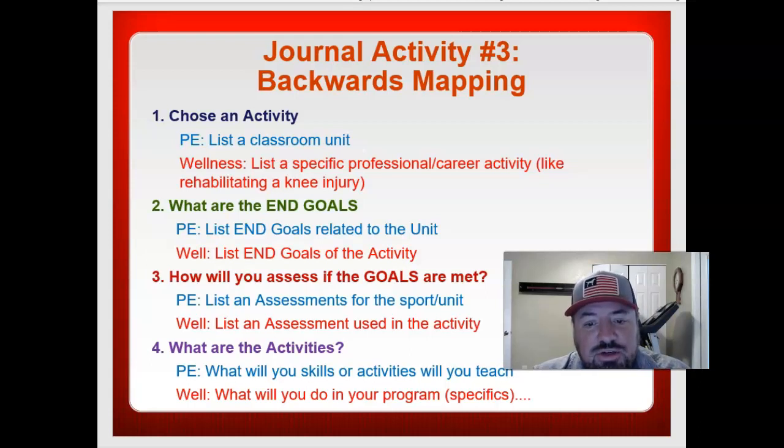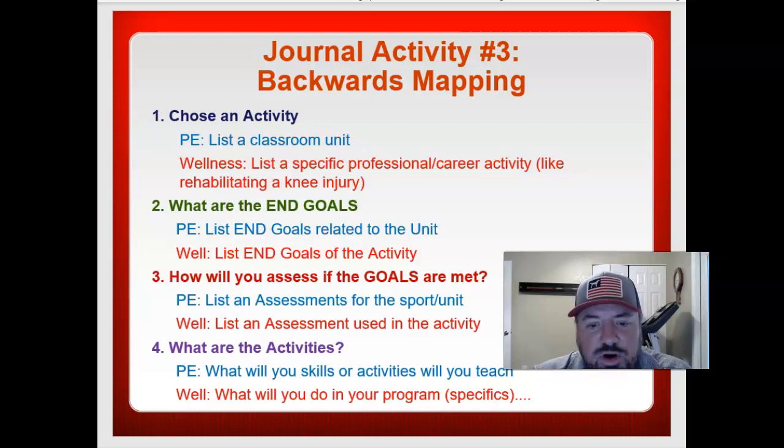If you're a PE teacher, list 1 to 2 assessments for the sport or unit. In basketball, are we going to do a dribble through a set of cones in an amount of time, or be able to complete a shot with good form on a checklist or rubric at 80%? Or are we going to assess the overall play in a basketball unit? It kind of depends on what level you're at, elementary to high school. Right? In wellness, list 1 to 2 assessments that you're going to use in the activity. What are the assessments you'll use?